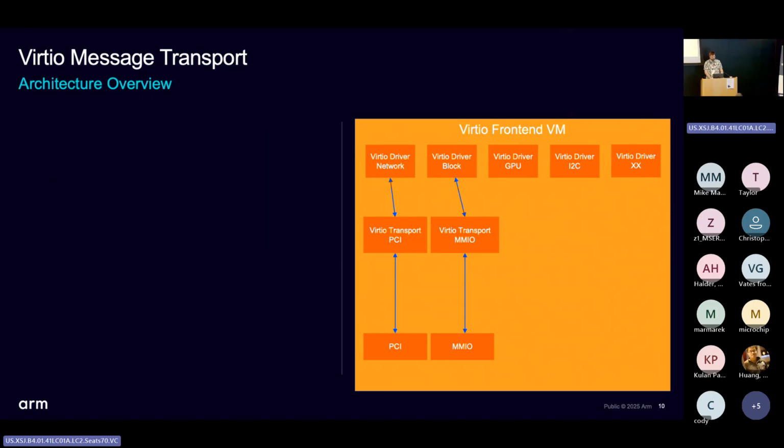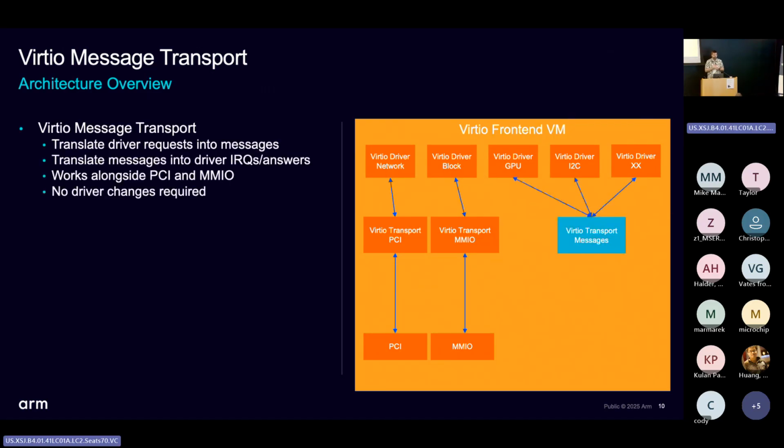So how does Virtio message work? First, Virtio message defines a transport. The role of the transport is to translate requests from drivers into messages, which will be sent to the backend, and to translate messages received from the backend into either answers to requests from the drivers or into software interrupts. It works alongside PCI and MMIO, which means the drivers themselves are not modified in the Virtio implementation. So Virtio net, Virtio block, all Virtio drivers work out of the box without any modification.